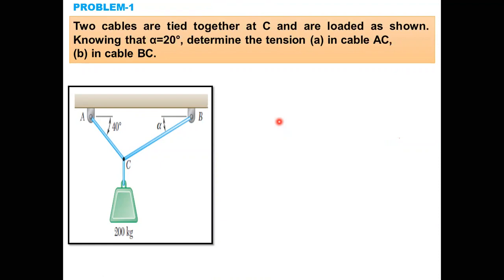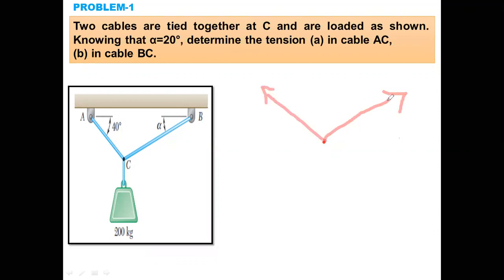So here, in the first problem, they are given two cables which are tied together at C and are loaded as shown in the figure. Knowing that alpha equals 20 degrees, determine the tension in cable AC and the tension in cable BC. So what is happening in the problem: there are two cables which are tied at point C. One is the cable BC and the other is the cable AC.